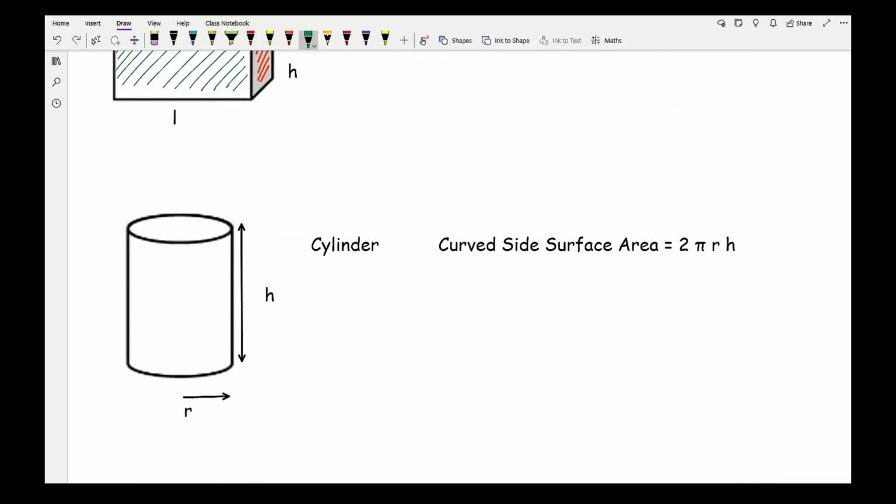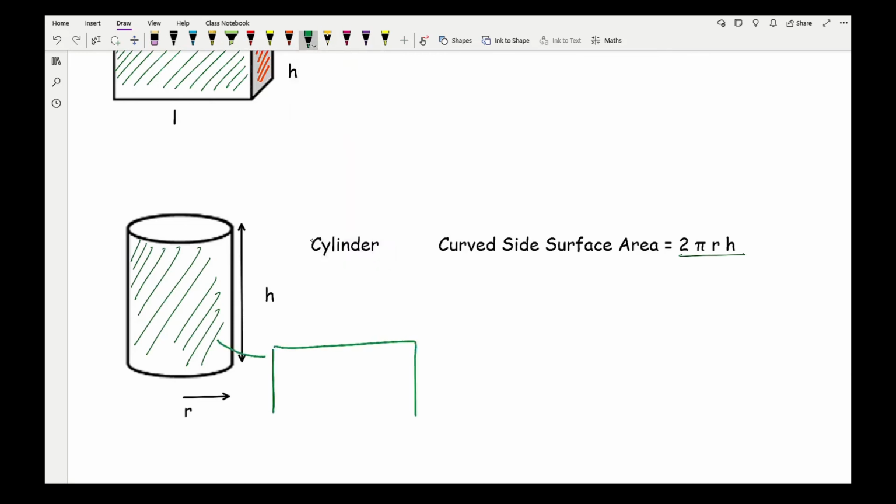Now with a cylinder, that's going to be in terms of the curved surface area, which is this part here. As we've talked about, if you think back to what that curved area is, this curved area is actually just going to be a rectangle, where this is the perimeter of the circle, which is 2 pi r, and then you've got the height.